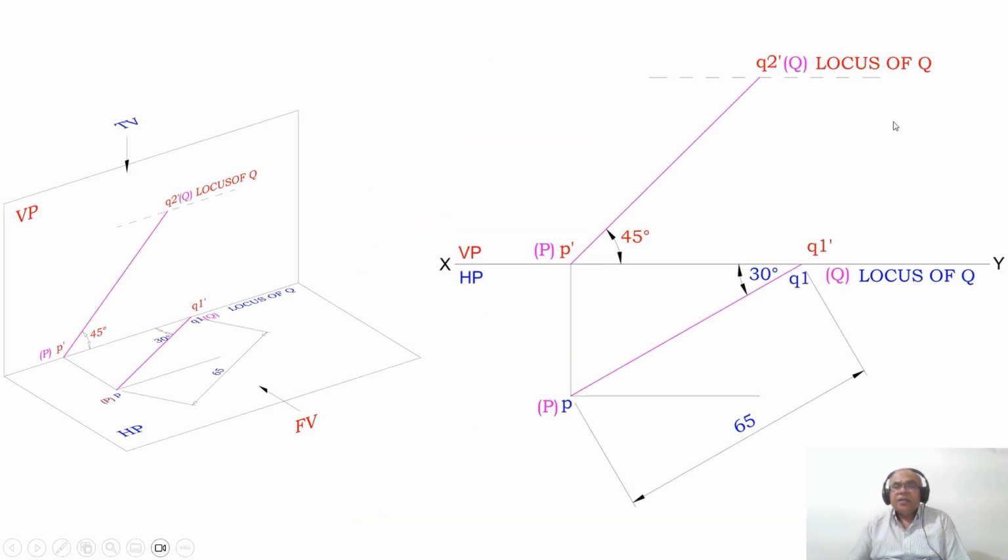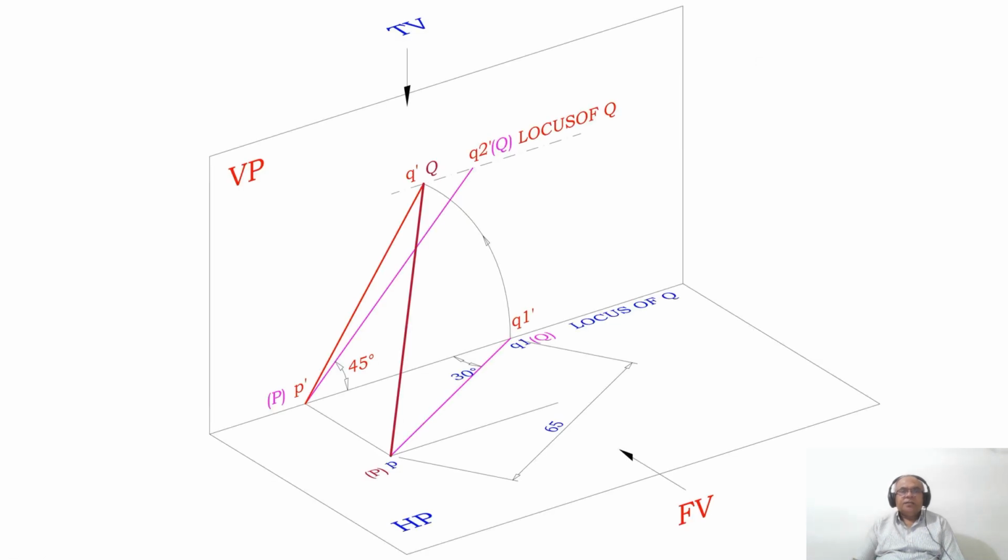So now you can see that here I will mark this as Q1 dash, because P dash Q1 dash is parallel to the XY line in the front view. Obviously in the top view, this line will be in true length. Now Q1 dash is not on the XY line, because you have the locus of Q above HP by this distance. So with P dash as center, taking the radius of P dash Q1 dash, you rotate such that Q cuts the locus of Q here. So this will be the point to join between these two. This will be the line which is in space.